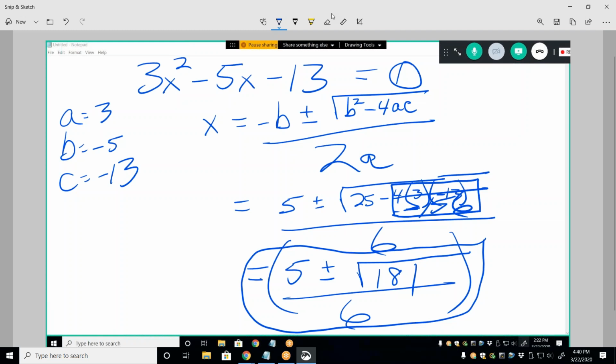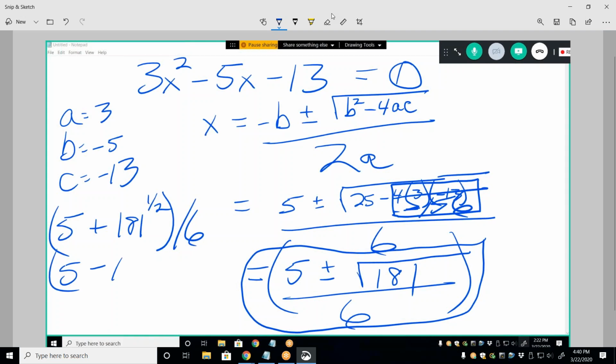In fact, that's going to be tough to put in there. Here, let me help you. Parentheses, 5 plus 181 to the 1/2 power, all divided by 6. That's one answer. And then 5 minus 181 to the 1/2 power, 0.5 power, all divided by 6. So those are your two zeros.